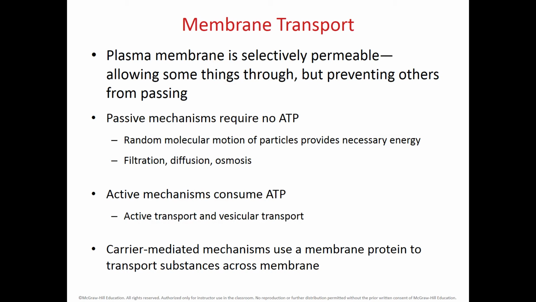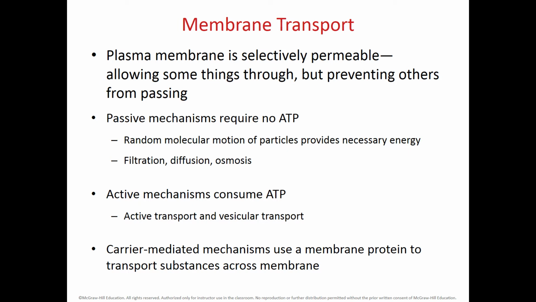Now, let's talk about membrane transport. The plasma membrane, which is a barrier of the cell, allows certain substances to come in and out, and it is selectively permeable depending on the needs of the cell and the type of molecule that needs to come in and out. A membrane transport that doesn't require ATP is known as passive transport because it doesn't require energy. And a membrane transport that requires ATP is known as active transport.